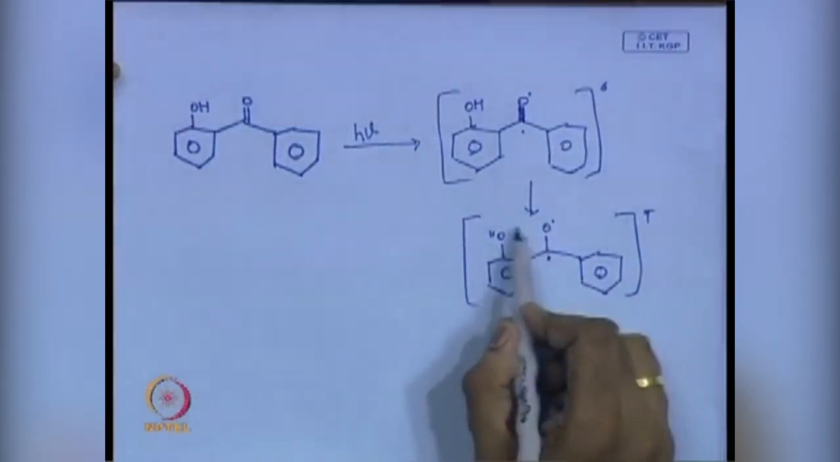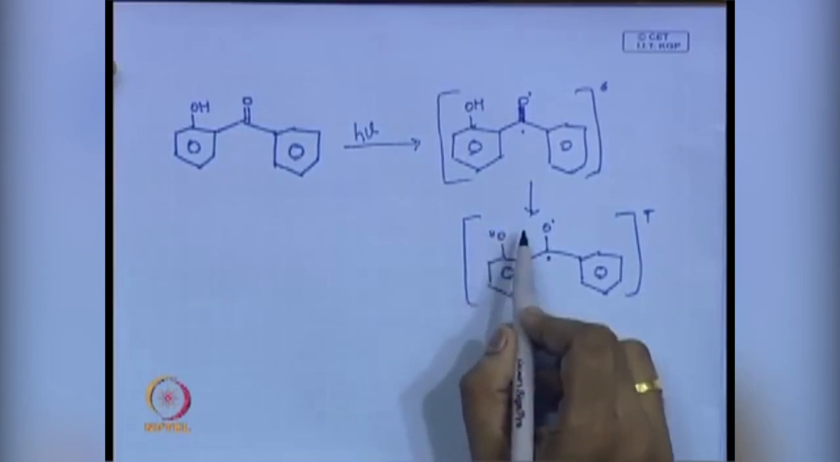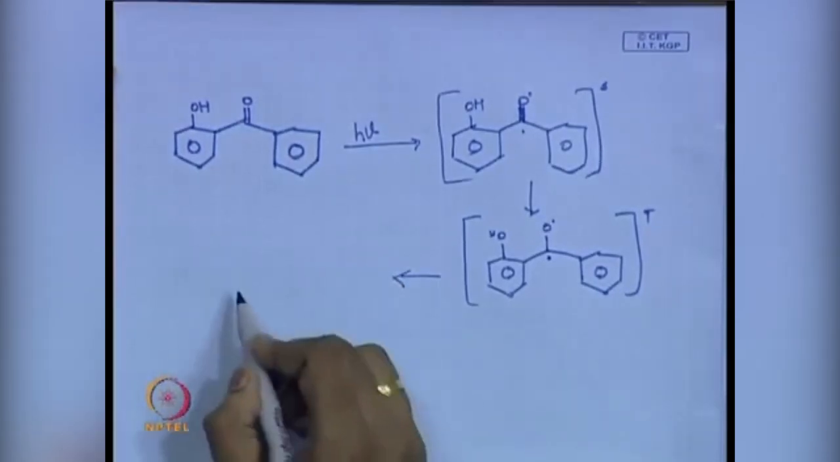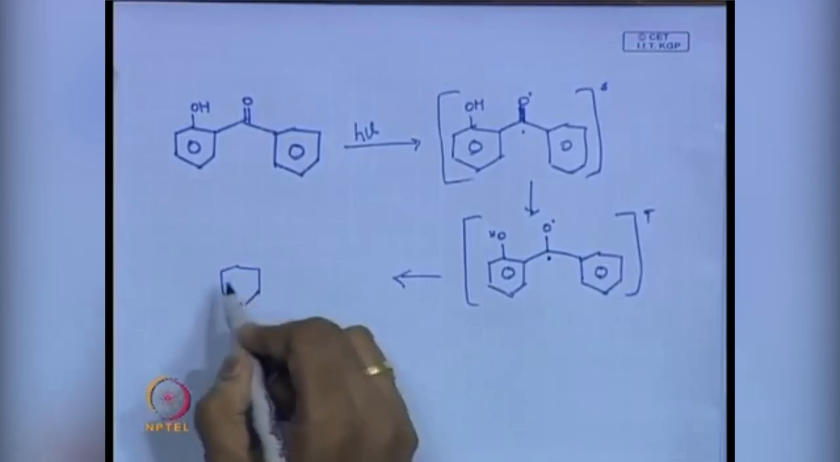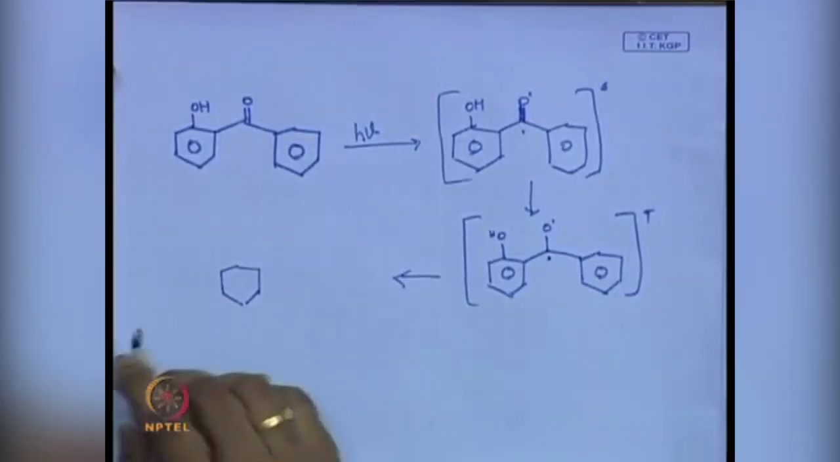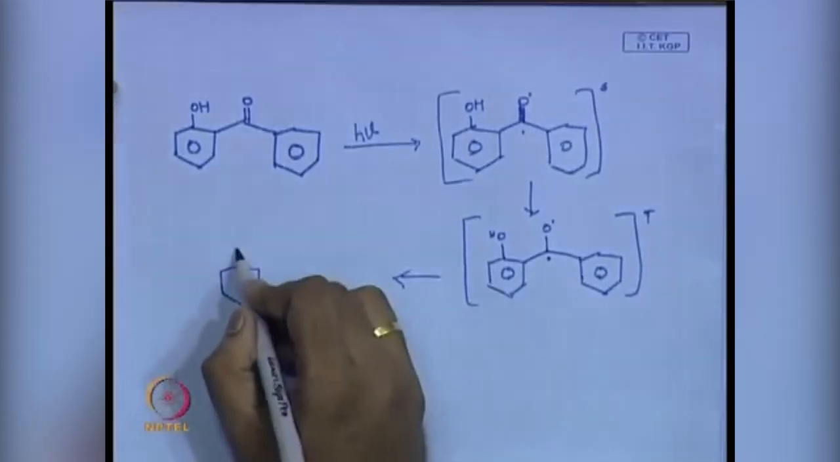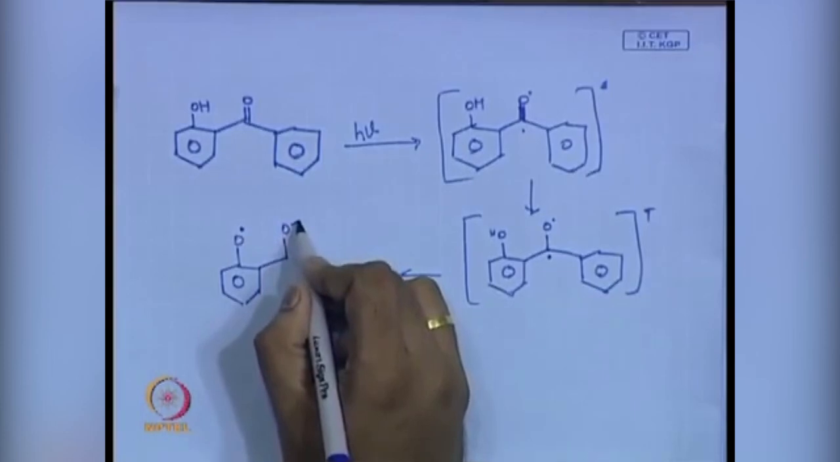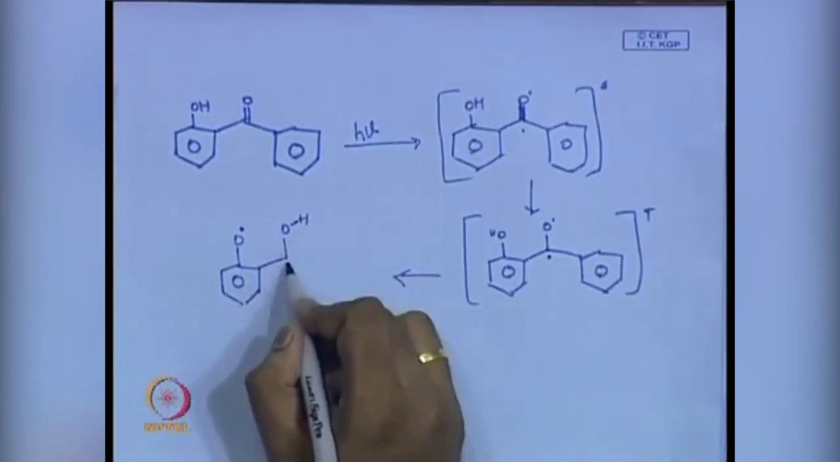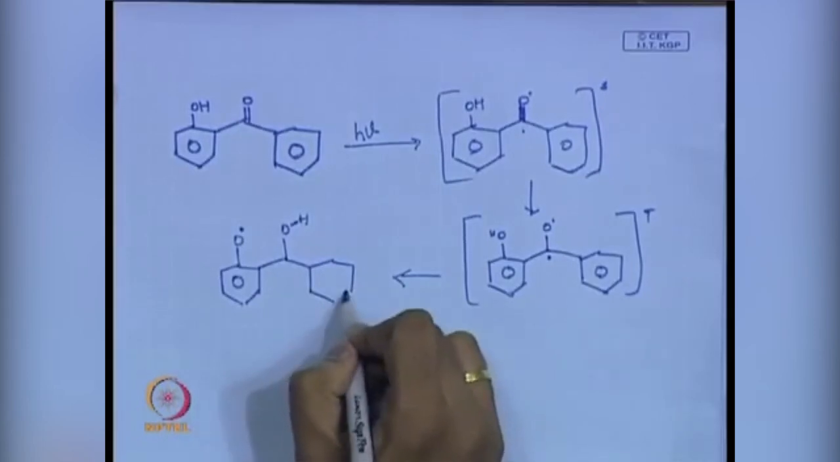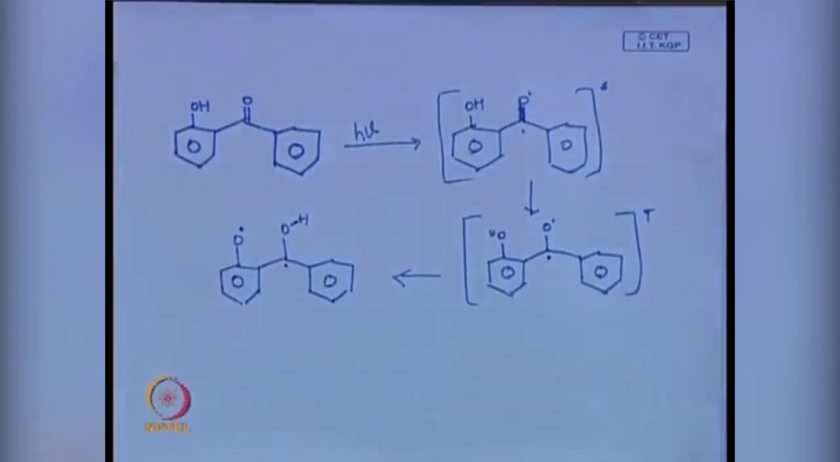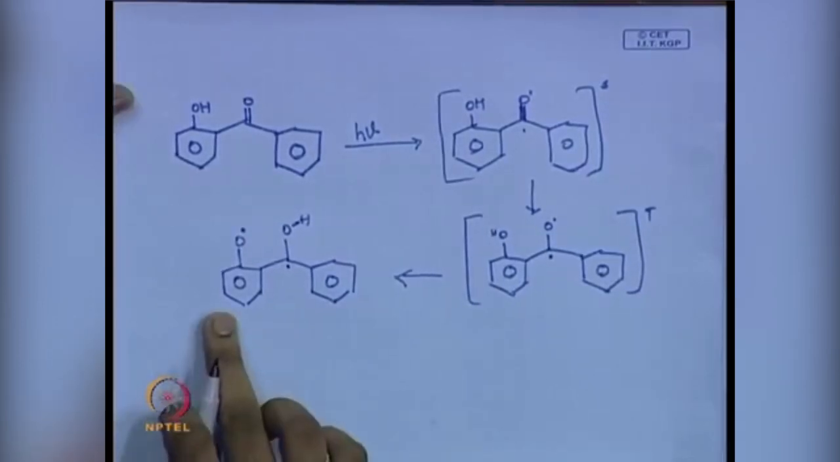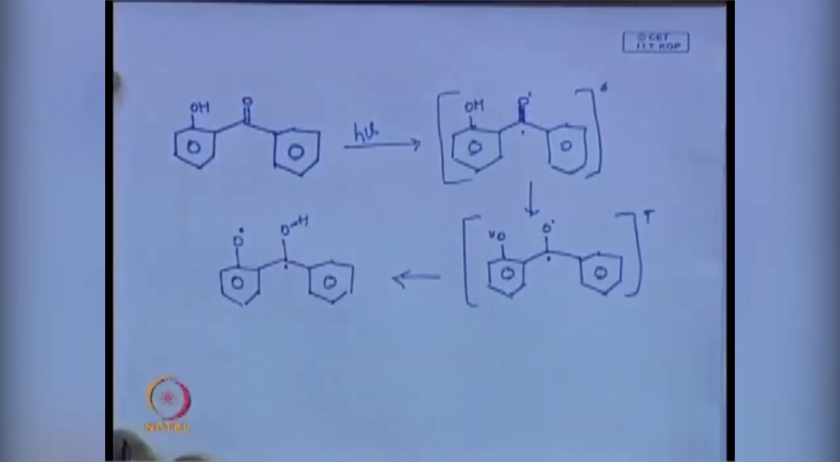Yes, this will abstract. So it's an intramolecular hydrogen abstraction. So just write that. What do you get? You get the O dot, with the hydrogen moved. So you get this part, right? Are you guys getting this? So what happens then?